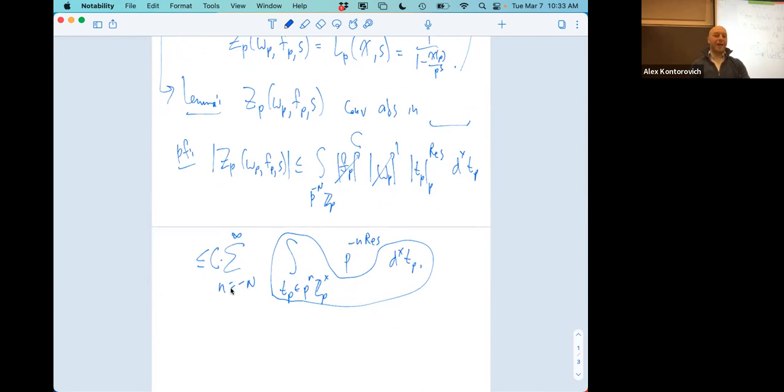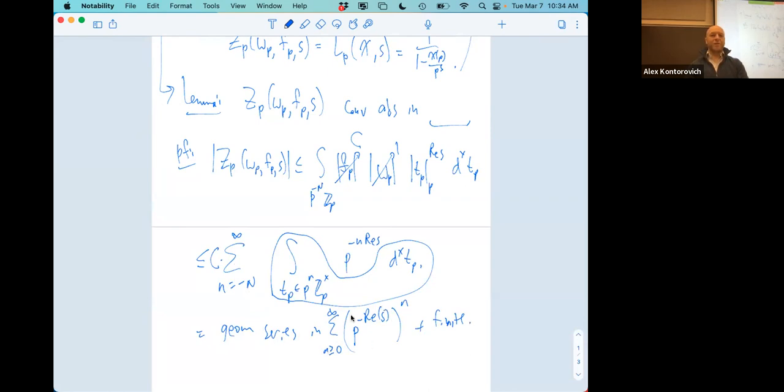Okay, there's some negative values of n which turn into positive powers of P, but only finitely many of those. And then we have lots of negative powers of P. So we have a geometric series. This is some finite sum. This is a geometric series in P to the minus real part of S to the nth power, summed as n goes from 0 to infinity, plus a finite number of terms.